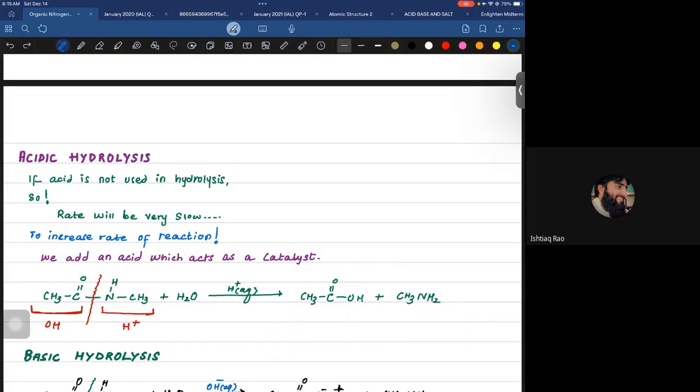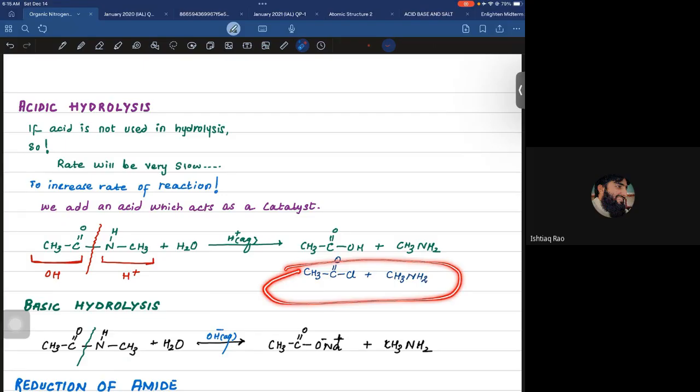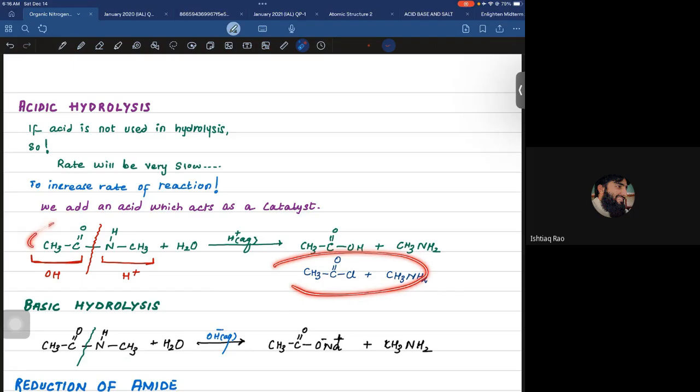Or also I can say that I would be getting my acyl chloride again and amine again. So if you react them together, obviously you would see HCl released, and ultimately you would be getting your amide again. It's very simple.